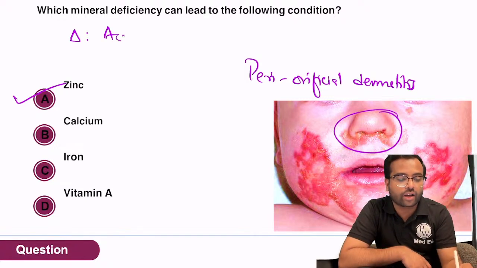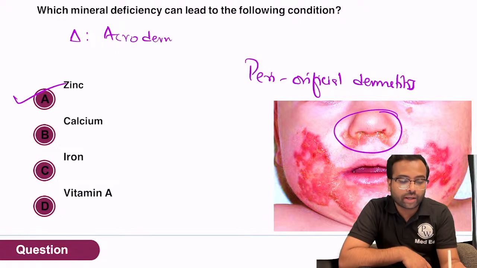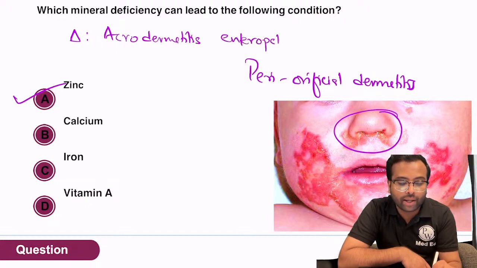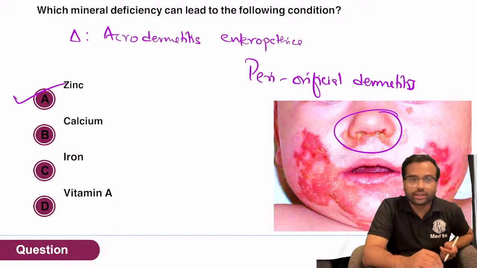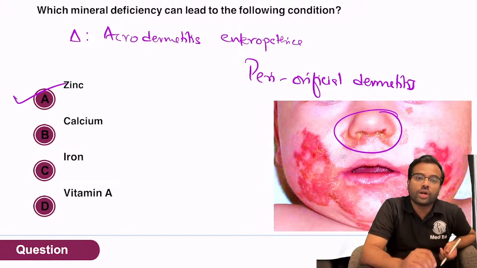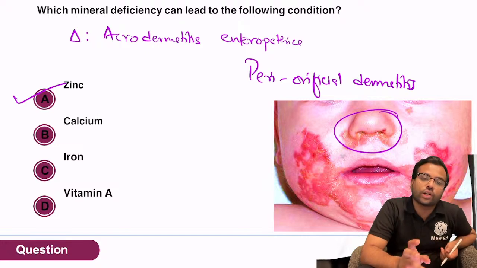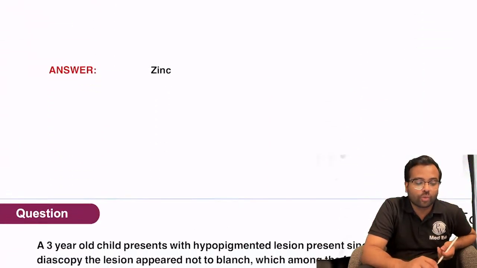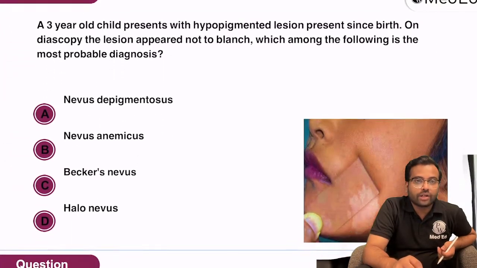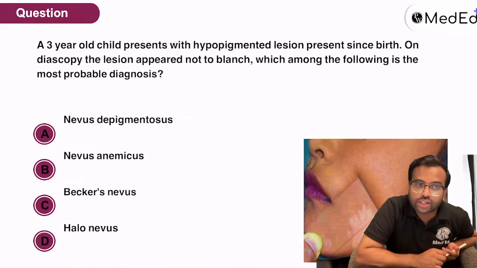Periorificial dermatitis, very typical finding related to, yes, this is related to zinc deficiency, and the diagnosis should be acrodermatitis enteropathica, which happens due to zinc deficiency. This is also an autosomal recessive condition. So now let's just read the next question.